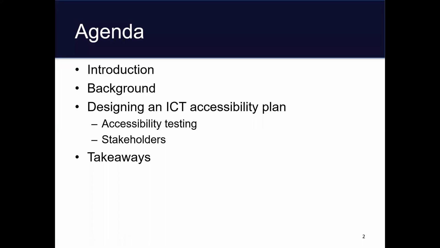So today's agenda, we'll give an overview of what it looks like to have digital accessibility considerations. I'll give some background, which really talks about a lot of the legal cases and dear colleague letters that have come up in the past few years. We'll talk about how to design an ICT accessibility plan, or an information and communication technology accessibility plan, which of course includes accessibility testing and stakeholders, and then we'll do some takeaways at the end.